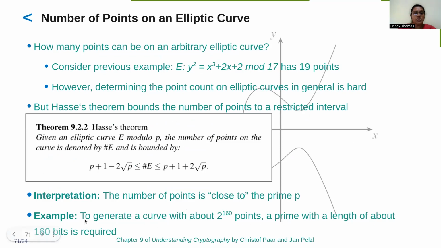When we do elliptic curve cryptography, the number of points is normally 160 to 256 bits. So if we have to generate a curve with about 2 raised to 160 points, a prime with a length of about 160 bits is required. Roughly 160 bits will be required to get 2 raised to 160 points.